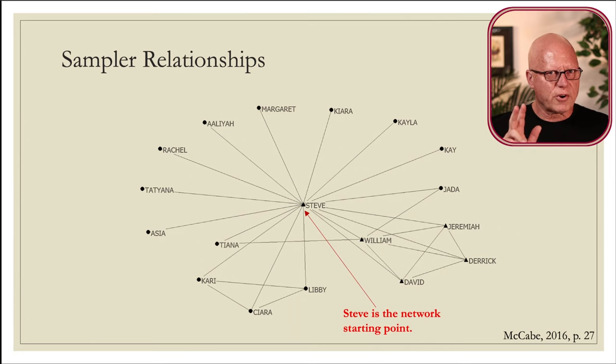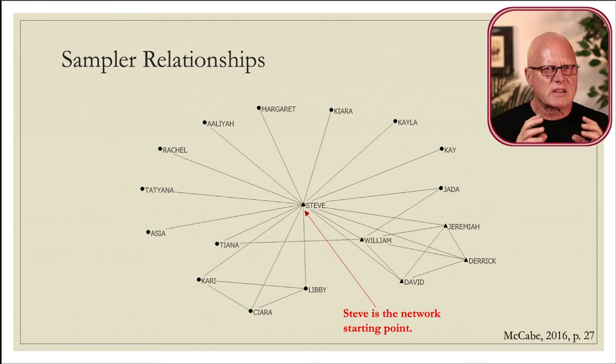Here's an example of the third type of friendship network, a sampler network, in which Steve is friends with many people who themselves are just loosely related to one another, principally through Steve. Now, there are some examples in this diagram of a few members being friends with each other without having to pass through Steve, but for the most part, this network is almost in orbit around Steve.